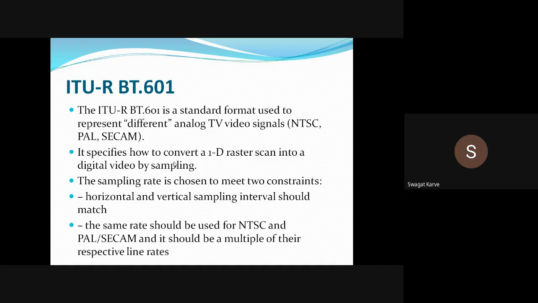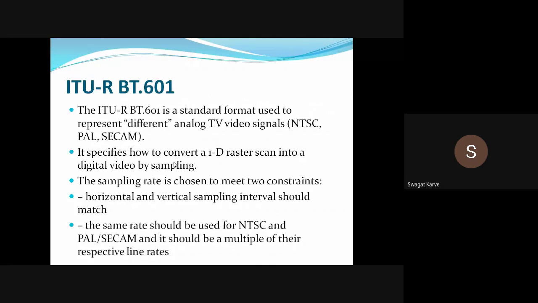Okay, that means for every system, doesn't matter if you are using NTSC or PAL or SECAM, the same rate should be used for all these systems. And one more thing, it is not mandatory only the same rate, but the second condition is what? That rate should be a multiple of their respective line rates. म्हणजे त्या NTSC, PAL किंवा SECAM चा जो लाईन रेट आहे, तर तो सॅम्पलिंग रेट त्याचा मल्टिपल पाहिजे, राईट.